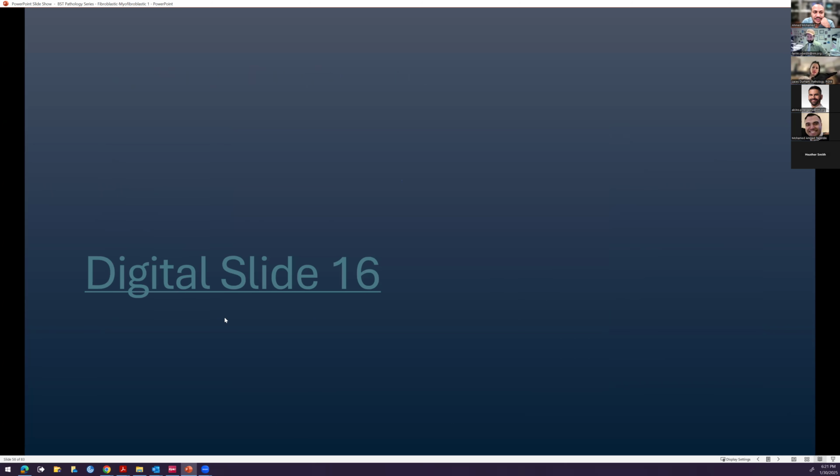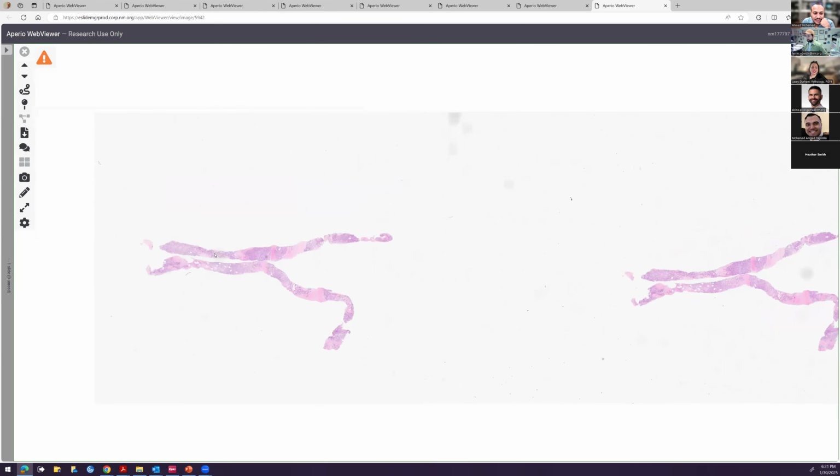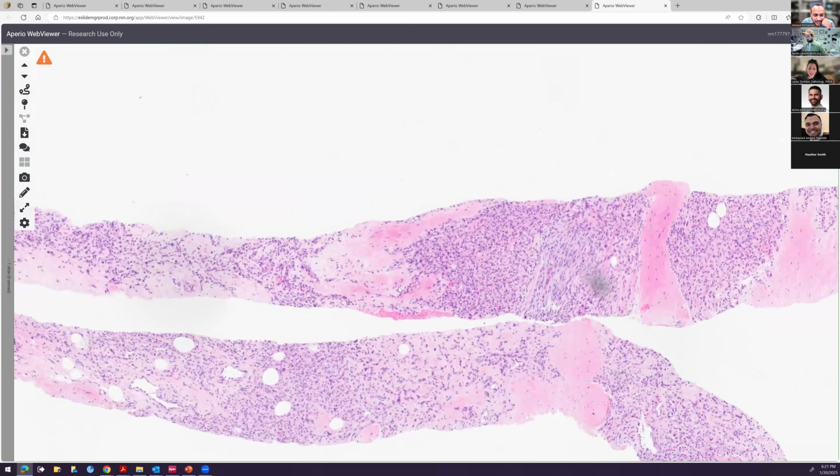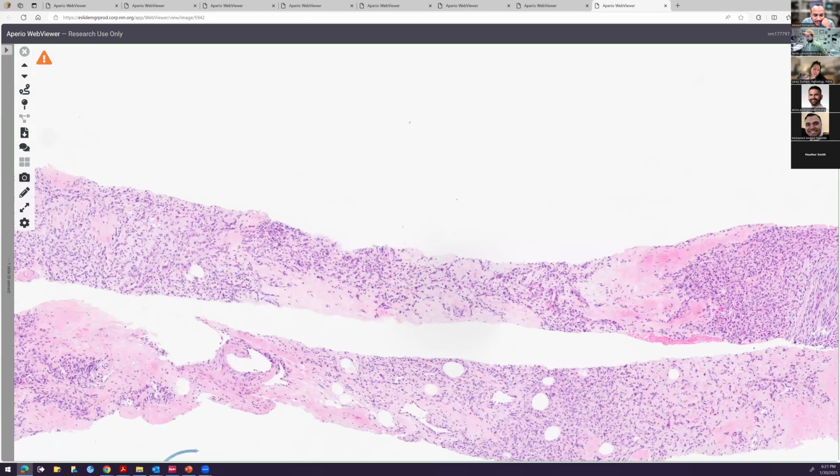Okay. All right. We have a couple more slides to go, I think. Let's take a look at another one here. All right, here we are. We have a core biopsy, and I'll bring this down here and we can take a look at it. What do you guys think?